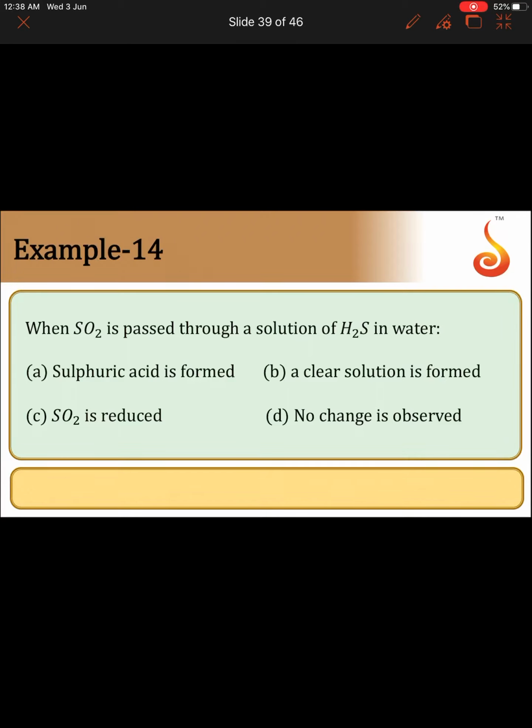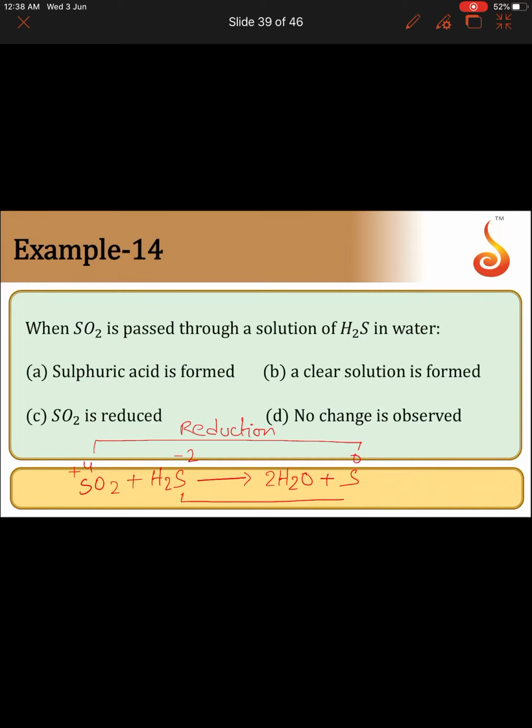When SO2 is passed through a solution of H2S in water, it will form H2O plus S. Here the sulfur oxidation state is +4, and here it is -2 to 0. +4 to 0 is a gain of electrons, so it is reduction. So SO2 is undergoing reduction.